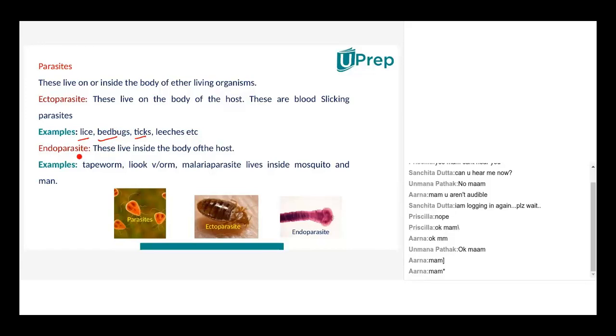They are found in the intestinal tract of human beings. So malarial parasite, the name of the malarial parasite is Plasmodium vivax. This is the name of the parasite which lives where? Which lives inside the body of a mosquito. Right? So this is the parasite here. So it takes its food as well as shelter from the mosquito, the female Anopheles mosquito. Not the male, but the female Anopheles mosquito.